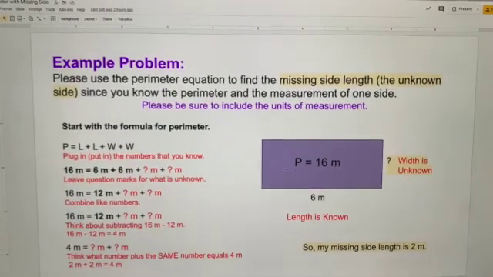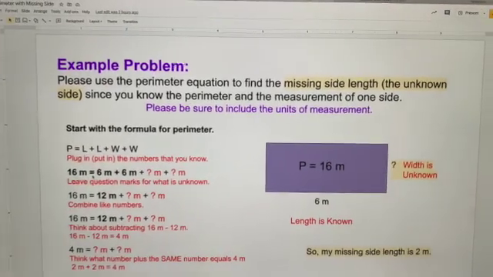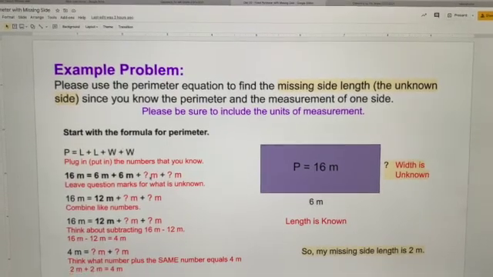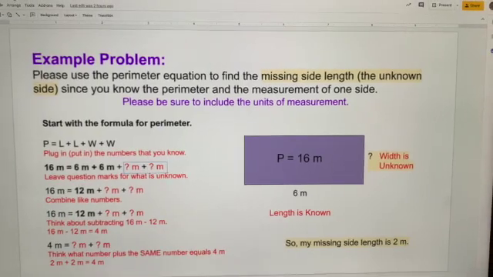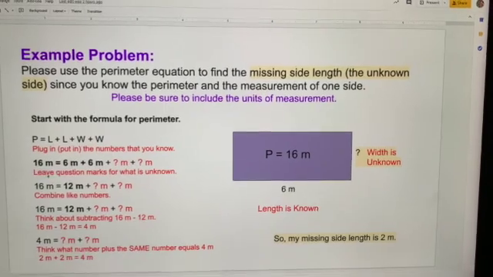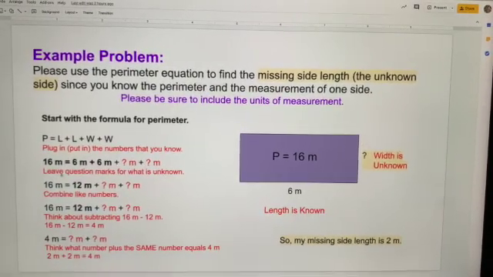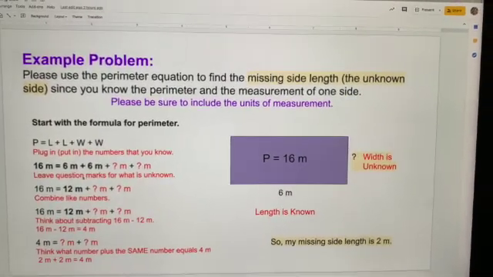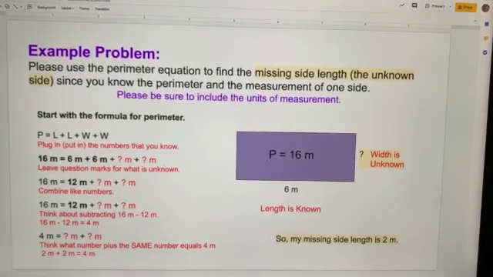16 meters, we know the P, so we go to where the P is and we put in 16 meters equals 6 meters plus 6 meters. Plus, we did not know the width, so we had to put a question mark in there. So that's why we have question mark meters plus question mark meters. I put in there, leave question marks for what is unknown, because that's what I want you to do. Make sure that there are question marks for things that are unknown. That helps me to know that you know what is not told to you in this problem.